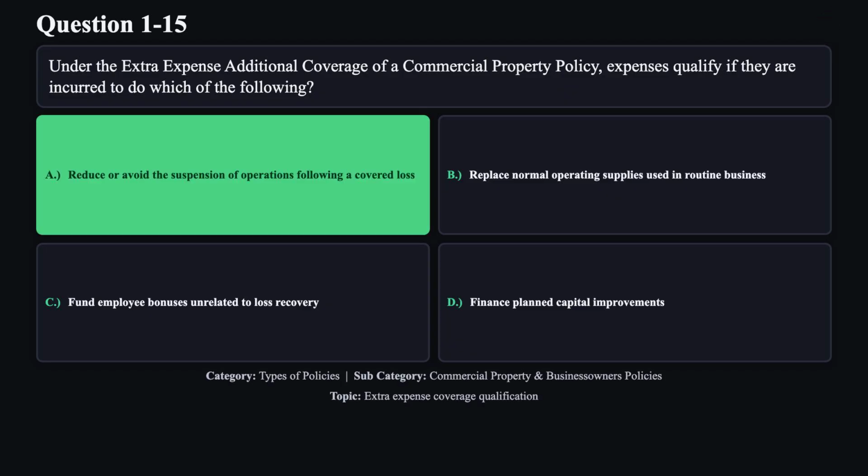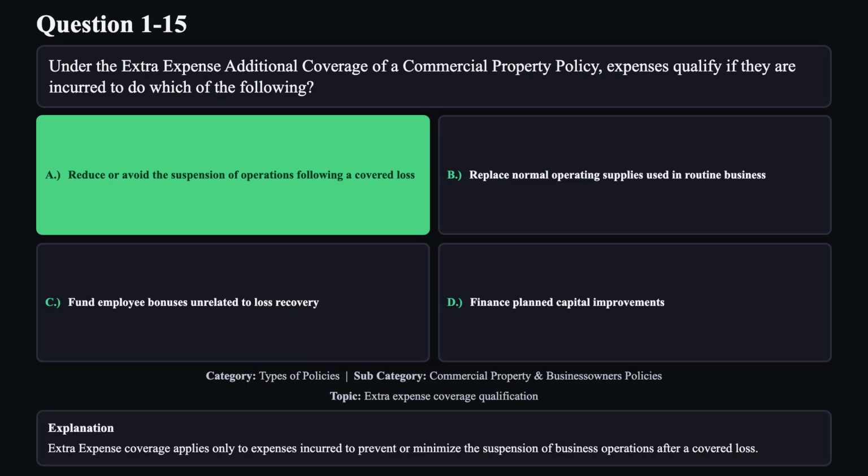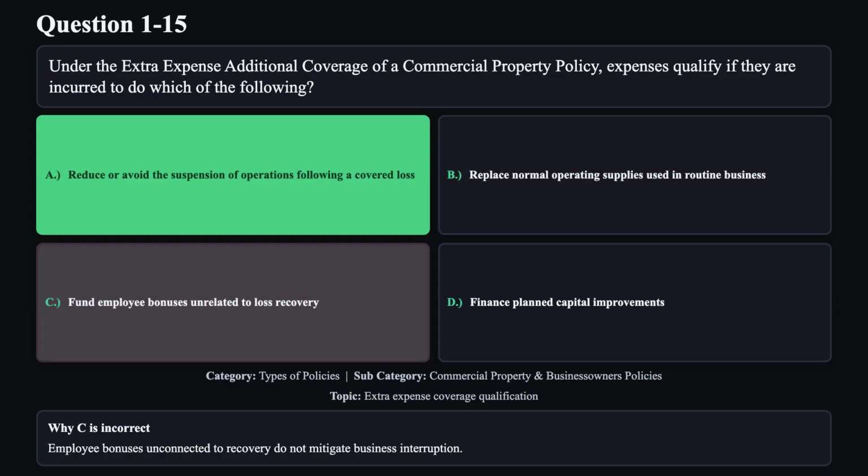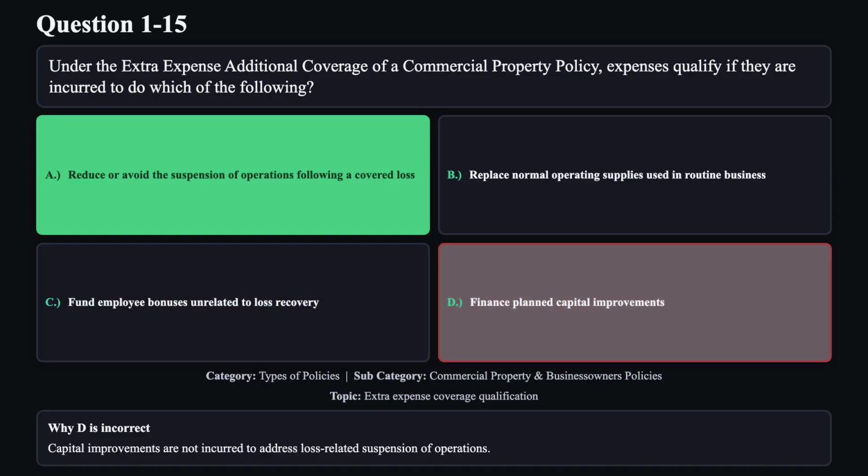The correct answer is A. Extra expense coverage applies only to expenses incurred to prevent or minimize the suspension of business operations after a covered loss. Reason B is not correct. Routine supply replacements are part of normal operating expenses, not extra expenses. Reason C is not correct. Employee bonuses unconnected to recovery do not mitigate business interruption. Reason D is not correct. Capital improvements are not incurred to address loss-related suspension of operations.